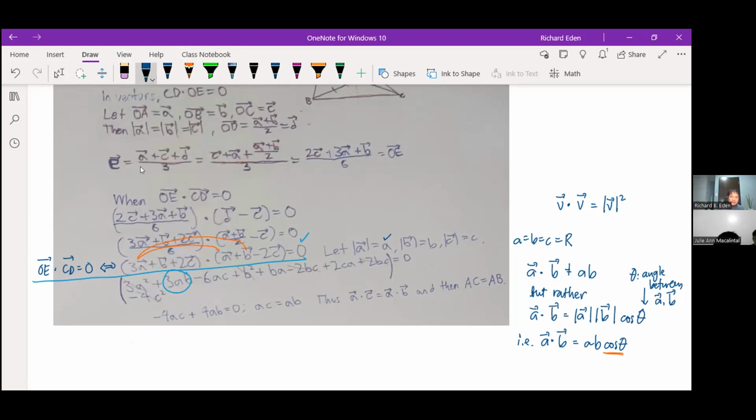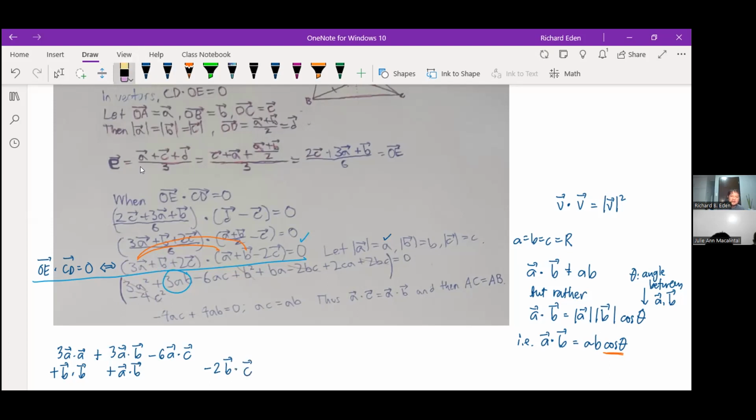So all right, we have 3A dot A, and then plus 3A dot B, and then minus 6A dot C. Okay, now the turn of this B. And then B dot A, but then that's the same as A dot B. And then B dot B, so plus B dot B. And then B with 2C, so we have minus 2B dot C.